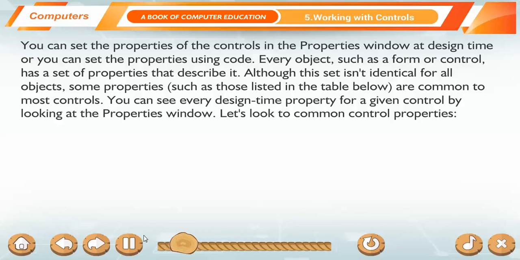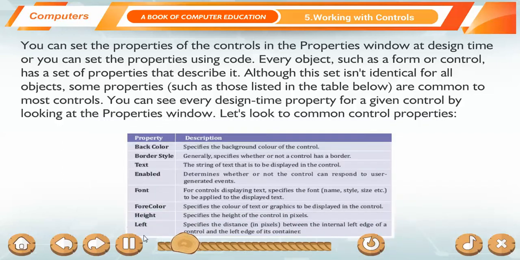Let's look at some common control properties. Property, Description. BackColor: specifies the background color of the control. BorderStyle: generally specifies whether or not a control has a border. Text: the string of text that is to be displayed in the control. Enabled: determines whether or not the control can respond to user-generated events. Font: for controls displaying text, specifies the font name, style, size, etc. to be applied to the displayed text.